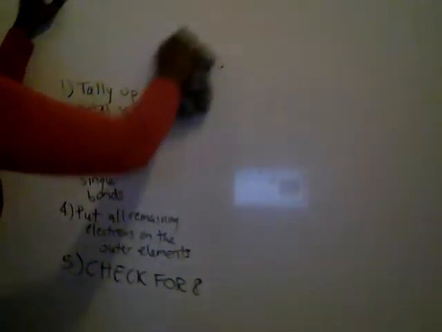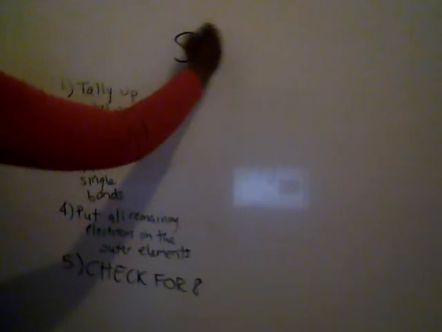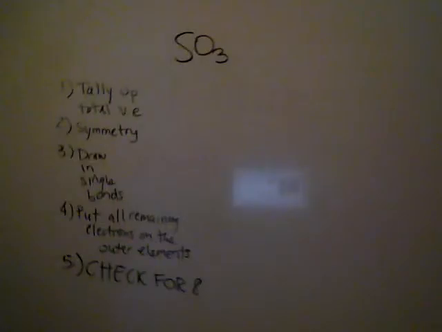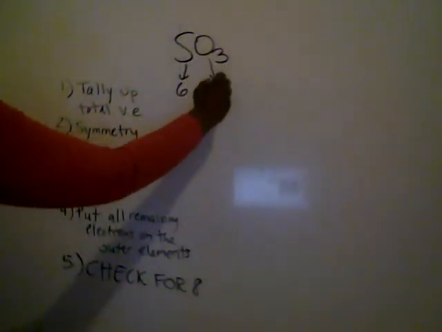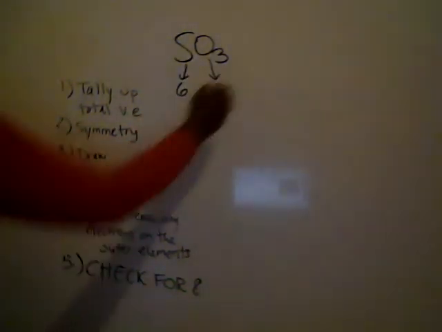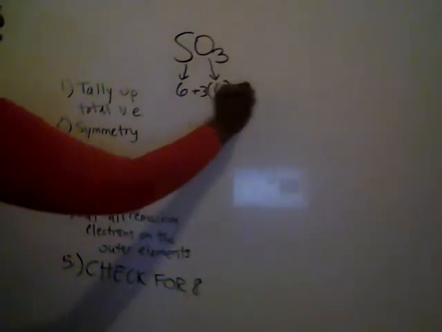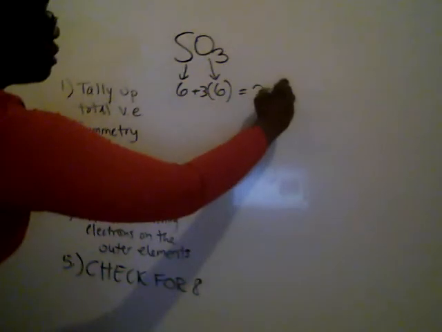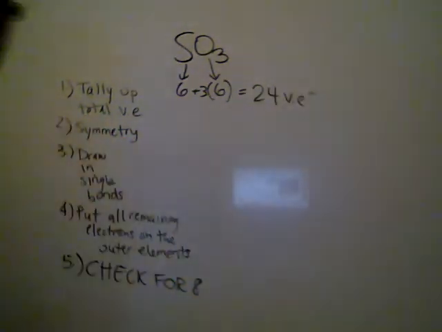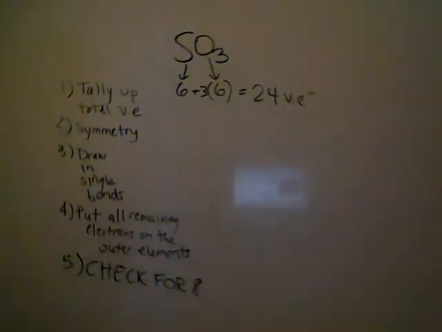Alright, so let's try this guy. Let's try SO3. So first thing we want to do, we want to tally up those valence electrons. So sulfur is in the 6th column, it has 6. Oxygen's also in the 6th column with sulfur, it has 6. But we have 3 oxygens. So total we have 6 plus 18, we have 24 valence electrons that we have to work with to try to do the Lewis dot diagram.